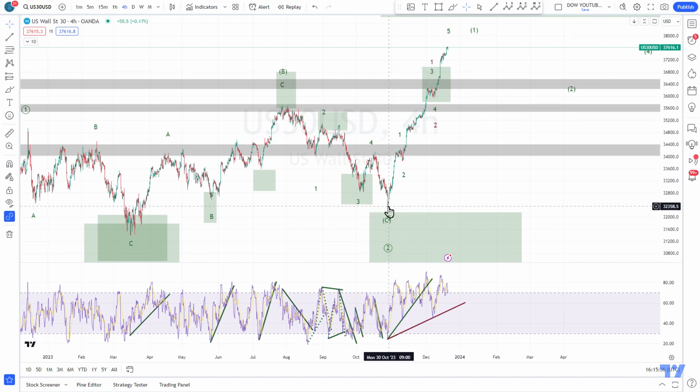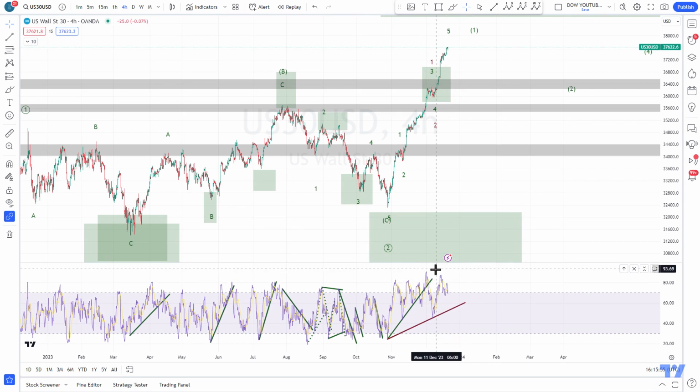We are having our 5 waves: 1, 2, 3, 4, and now we are working on the 5th wave. We have our divergence right here in our 5th wave. This was wave 3 of 3, the strongest one. So this all makes sense.